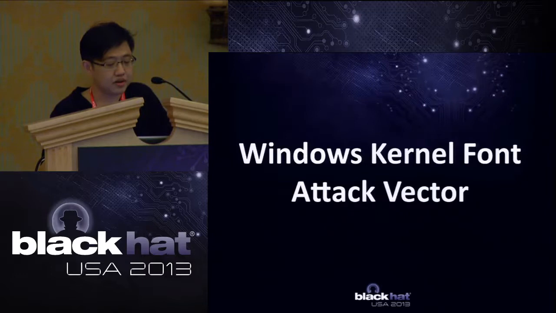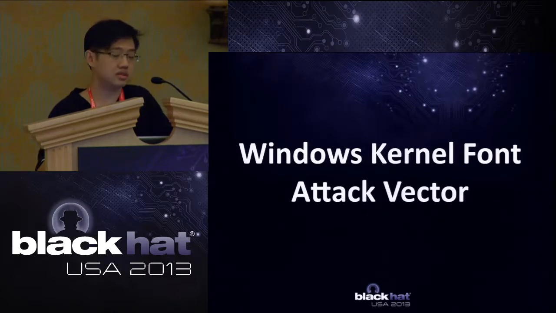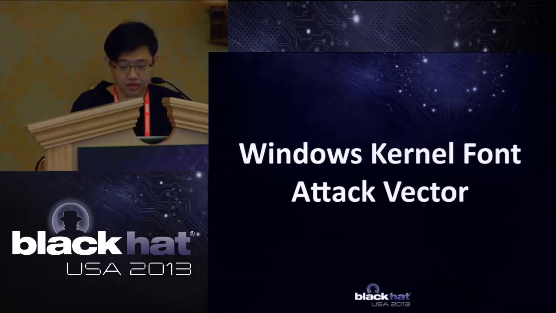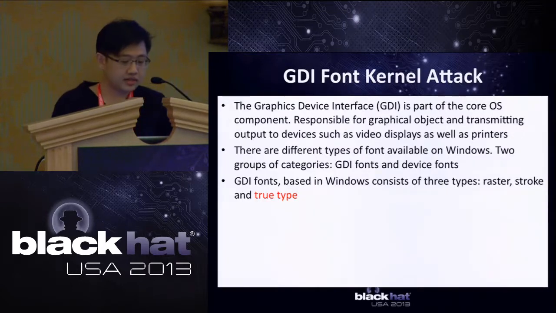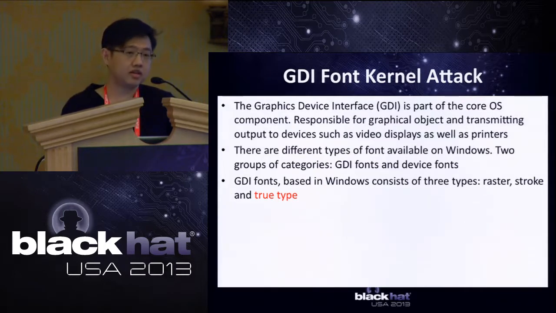Now I would like to talk about how to launch the Windows kernel font attack vector. GDI has long been identified as a significant kernel attack surface, and it is part of the core operating system components. Based on our research, we have identified that GDI is one of the most easily accessible remotely. As mentioned previously, the GDI fonts in Windows consist of 3 types: raster, stroke, and TrueType. But for the rest of the presentation, we will only focus on TTF.